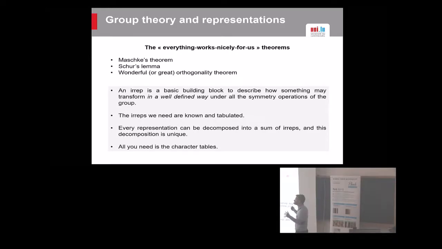Now there's a bunch of theorems working on that, and this is where we can't really afford to get too mathematical, so I would call them the "everything works nicely for us" theorems, okay? I just put the names here if you want to look it up, but you will find them in any of the sources that I indicated at the beginning. There is Maschke's theorem, Schur's lemma, and especially this one, the wonderful orthogonality theorem. Wonderful is not from me, this is really how people call it. So you will find it under that name because it happens to be extremely useful.